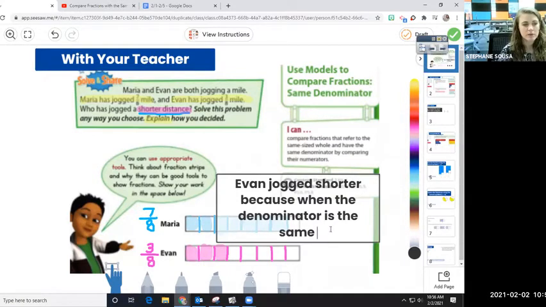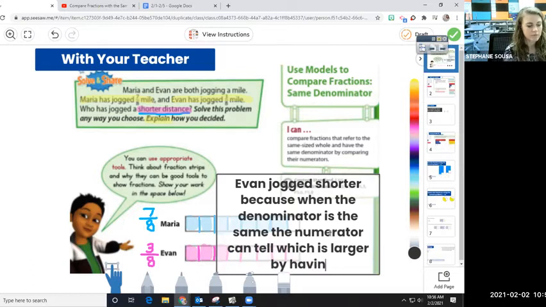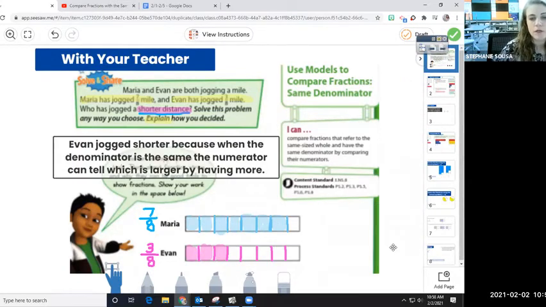Evan jogged shorter because when the denominator is the same, the numerator can tell which is larger by having more. That's a lot to type. I'll give you a moment to get that done. We can only use the numerator to help us when the denominator is the same. So this trick works when the denominator is the same. If we have the same number of parts on the whole, obviously, whichever person or pie or pizza or Skittle bag or whatever has more on the numerator, a greater number, it's going to be the larger fraction, okay?